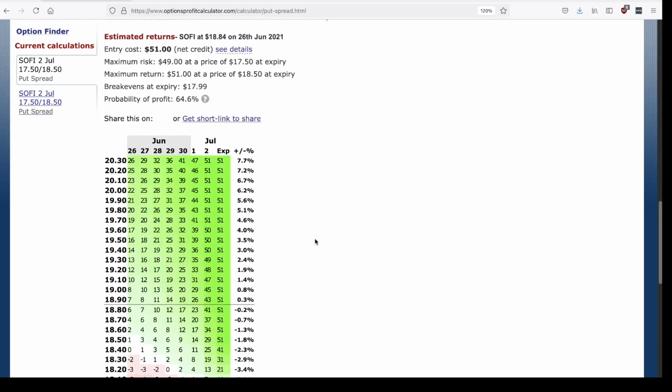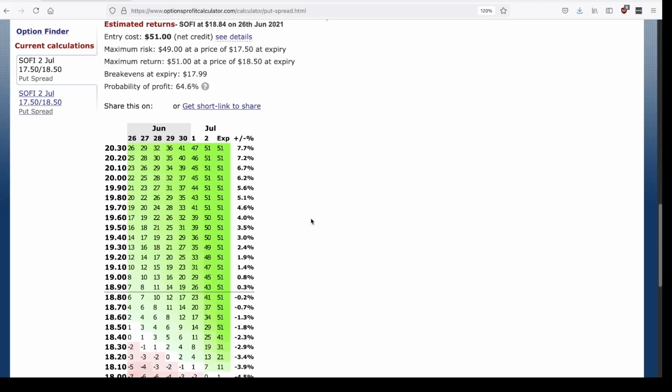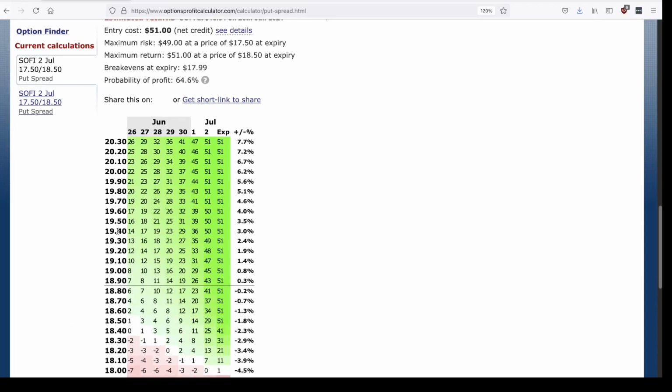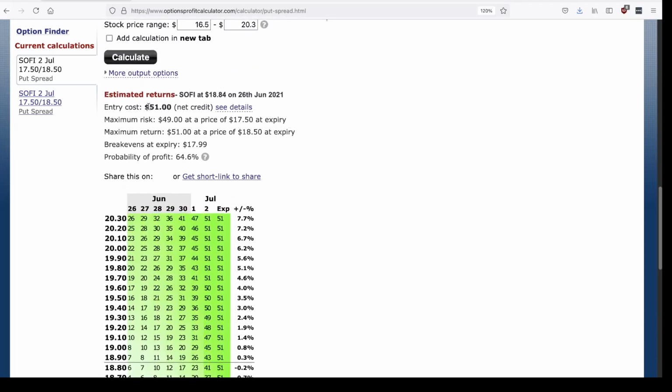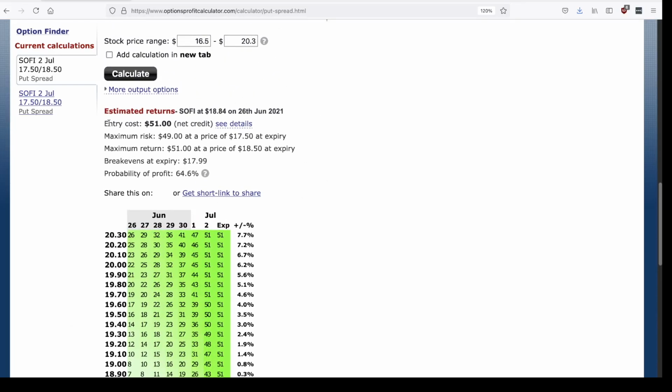And it gives you a nice little graph showing you what the spread would be worth as time goes on, depending on the price of the stock. So up here, you can see my entry cost for this is $51 of a net credit. So I got paid $51 to put on this trade. My max loss is that I lose that credit and $49. So this is a nice little way that you can double your money if you're feeling aggressive. You can turn the $49 into $51. So that's pretty cool, actually.